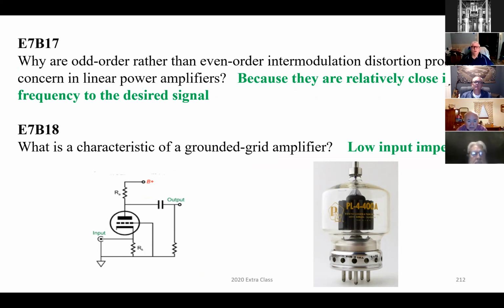Okay. What is the characteristic of a grounded grid amplifier? It would be a low input impedance. And there is a drawing of what that would look like. Yeah, you can see the middle is going to be the grid, and it's tied down to the ground. So that's where they get the name for it.